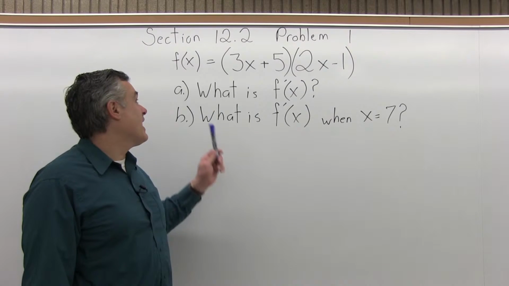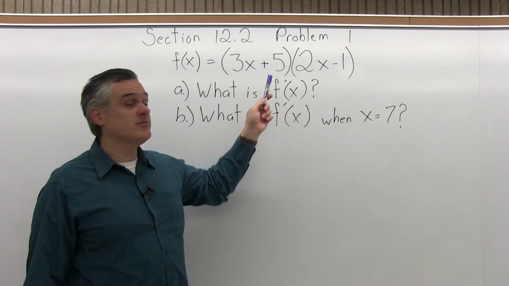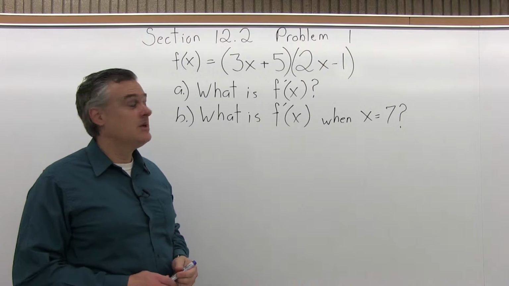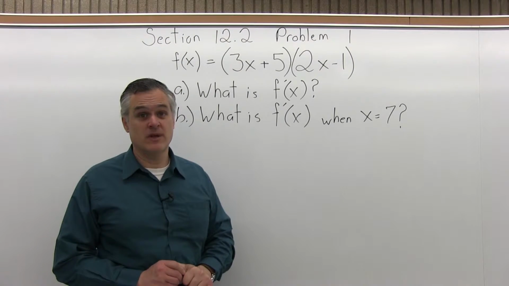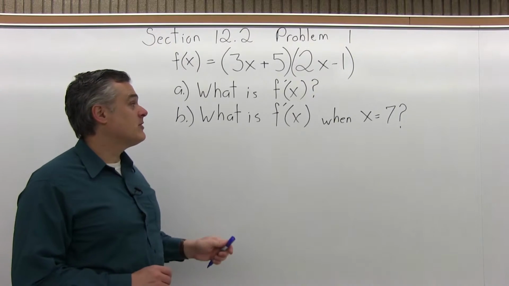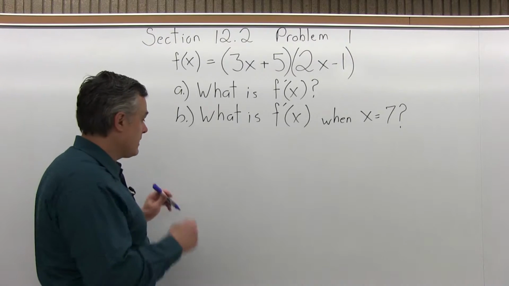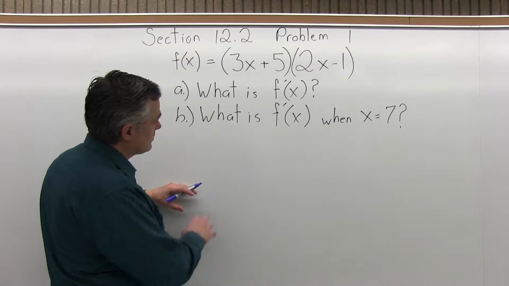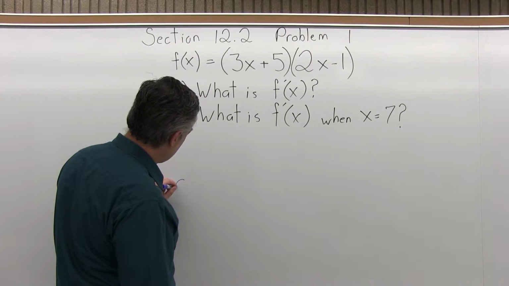You have a function f of x equals 3x plus 5 times 2x minus 1. And there are two parts. Part A says, what is f prime of x, the derivative? And part B says, what is f prime of x when x is 7? So let's start with part A. I'm going to leave a little bit of a space, so when I answer A, I'm going to put the answer for B right underneath B.